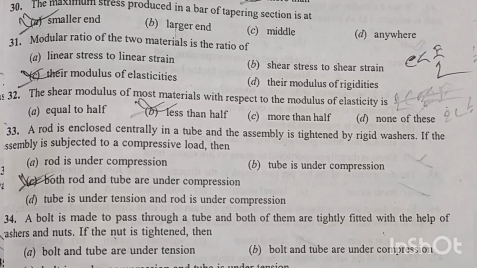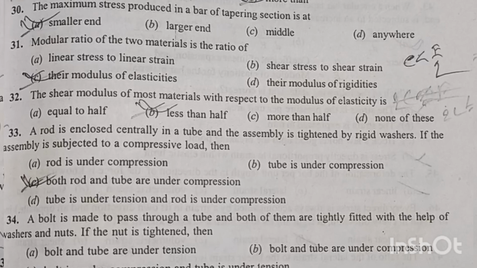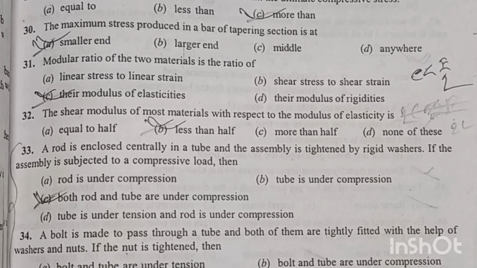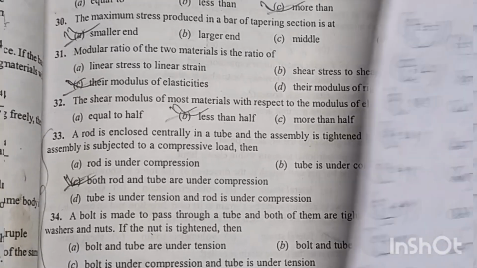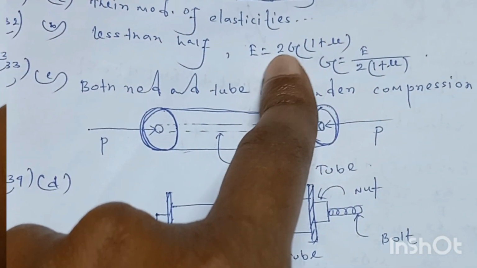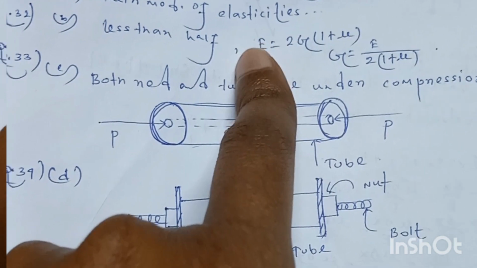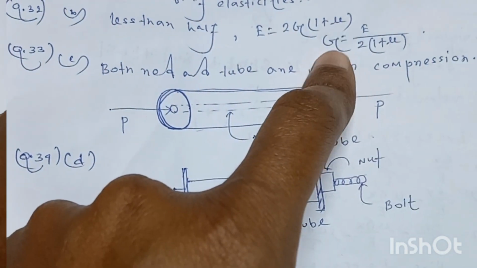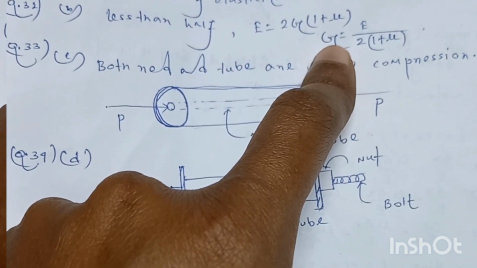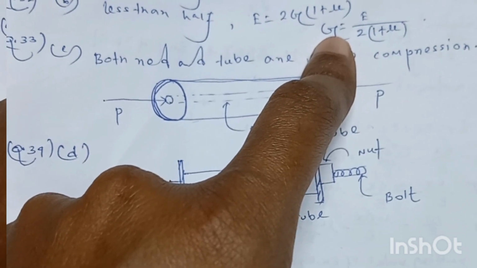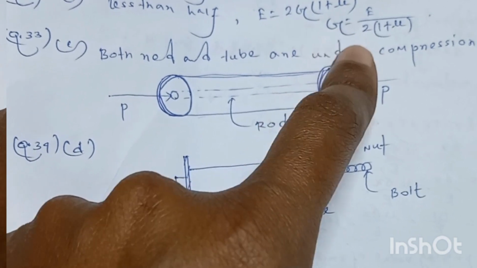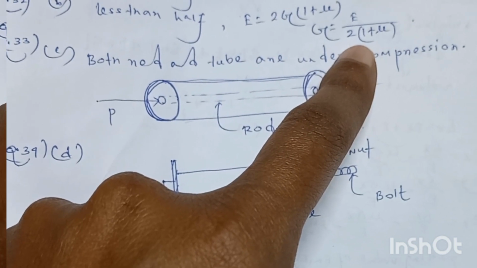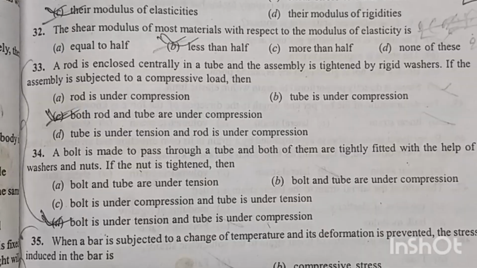Question number 32. The shear modulus of most materials with respect to the modulus of elasticity is. Friends, keep in mind the shear modulus of most materials with respect to the modulus of elasticity is less than half. You know the relation E equal to 2G into 1 plus mu. E is the Young modulus of the material, G is the shear modulus of the material, and mu is the Poisson ratio of the material. Shear modulus G equal to E divided by 2 into 1 plus mu. In this relation, you can find the value of shear modulus G is less than half of the Young modulus of the material. Next question is question number 33.